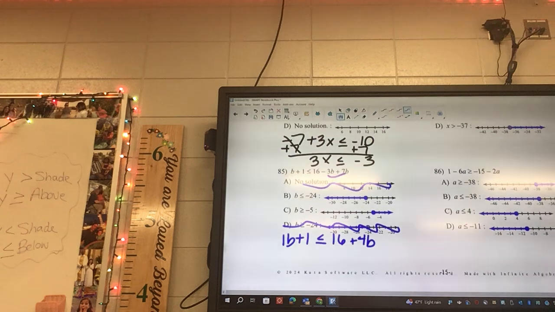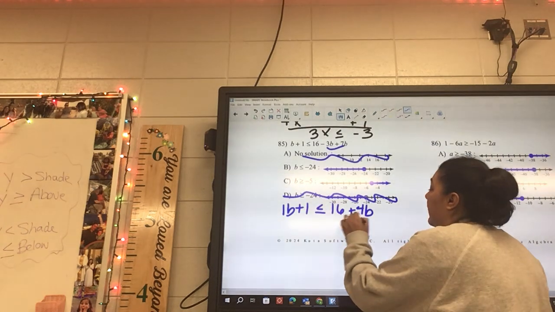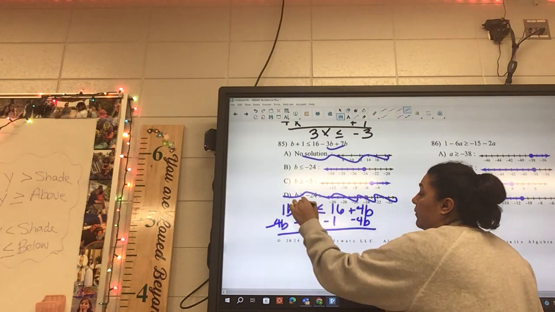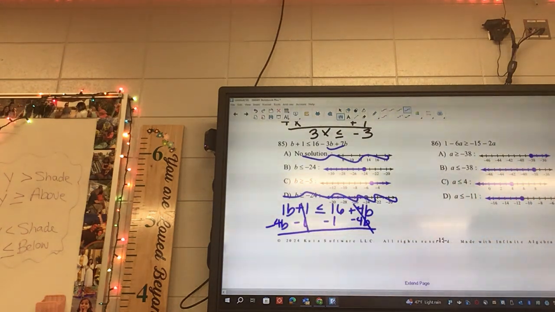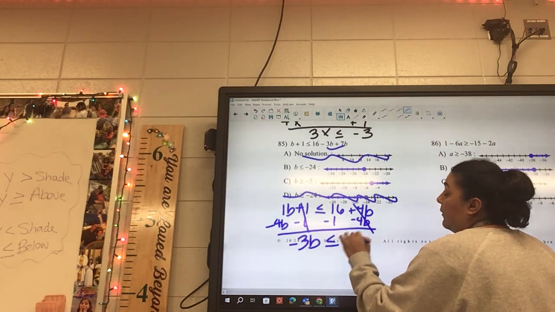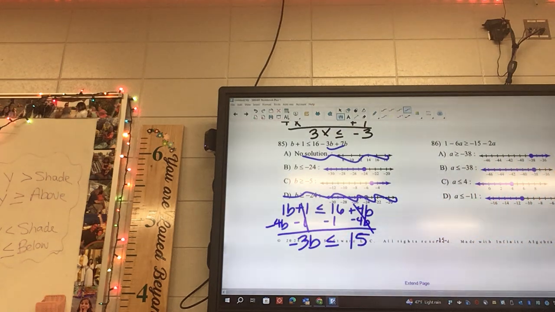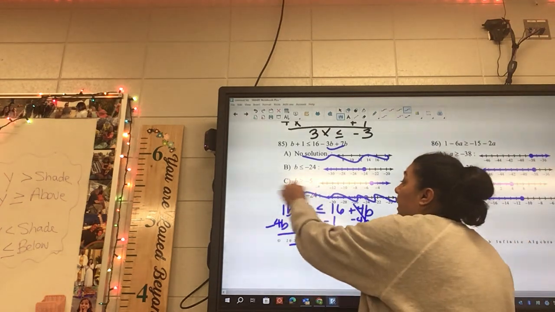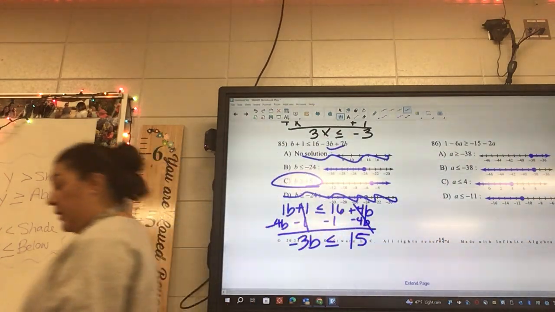However, we're going to move our letters to the left and the numbers to the right. So I'm going to say minus 4b, minus 1. Okay, so I'm going to get a negative 3b and a 15. It's going to be C because you have to flip. Okay, and then what would need done? Divide by negative 3. What is 15 divided by negative 3? Negative 5, and you had to flip.